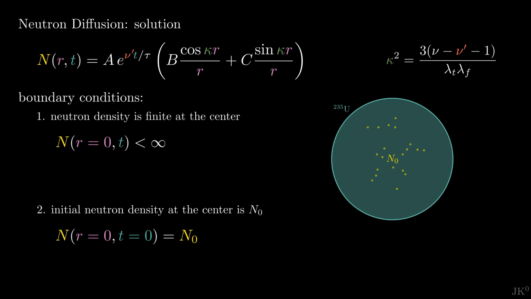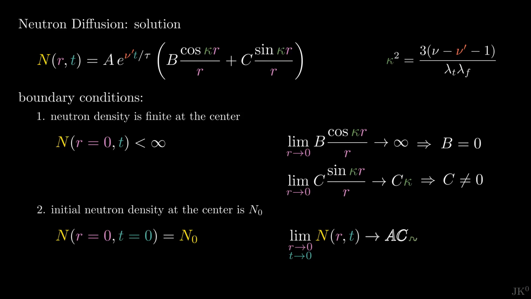In other words, we will just call n0 the initial burst of neutrons that will start the reaction. We take our general solution, we evaluate it in the limit of r and t going to 0, and that has to be equal to this constant n0. If we take the limit of our general function, we get ac times kappa, and that means that a times c must be n0 divided by kappa. Notice that we don't know anything about c or a, but we know that the product, which is what we need in our solution, is equal to n0 divided by kappa.